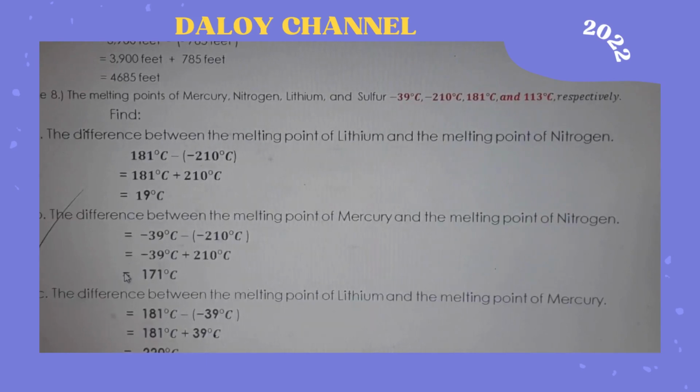Letter C. Find the difference between the melting point of lithium and the melting point of mercury. So 181 degrees Celsius is to be subtracted by negative 39 degrees Celsius. A negative times a minus sign becomes a positive 39 degrees Celsius to be added to 181 degrees Celsius. The final answer is 220 degrees Celsius.